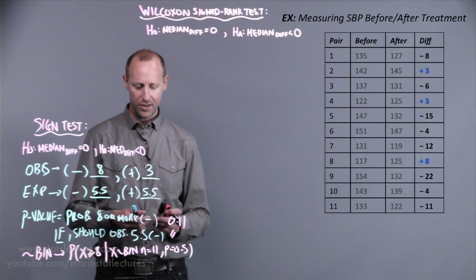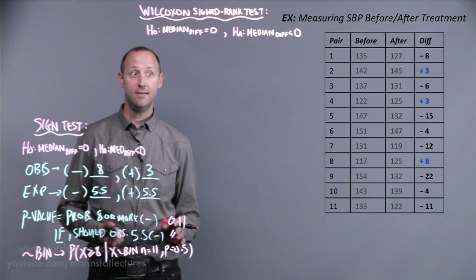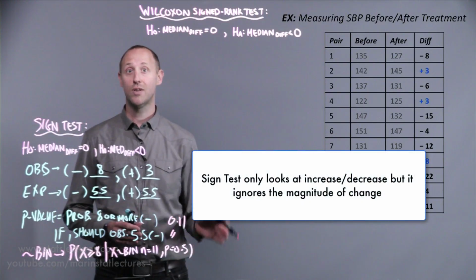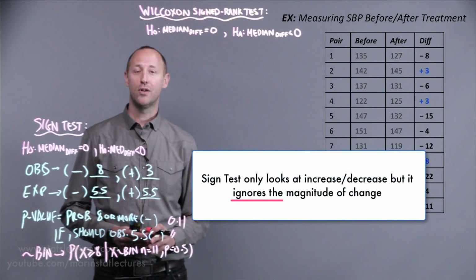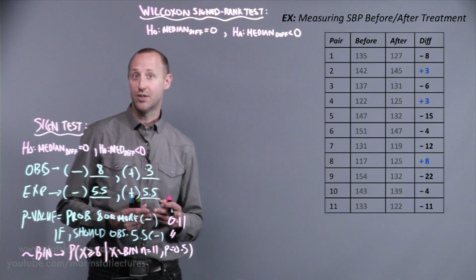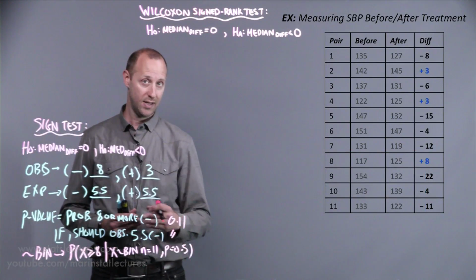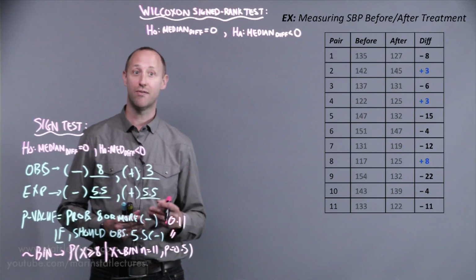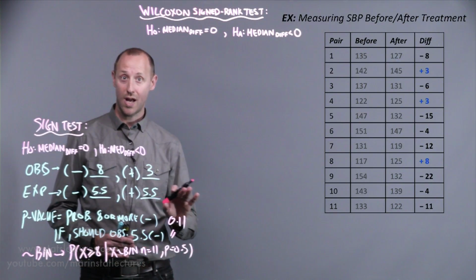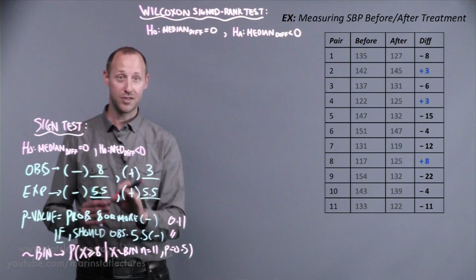But one thing to note about the sign test is it's a little bit simple. Okay, it only looks at was there an increase or a decrease, but it ignores the magnitude of the change. So in other words, it treats a decrease of 3 in blood pressure the same as a decrease of 30. Okay, it doesn't differentiate between those two. We're going to highlight the problem of the simple sign test here.